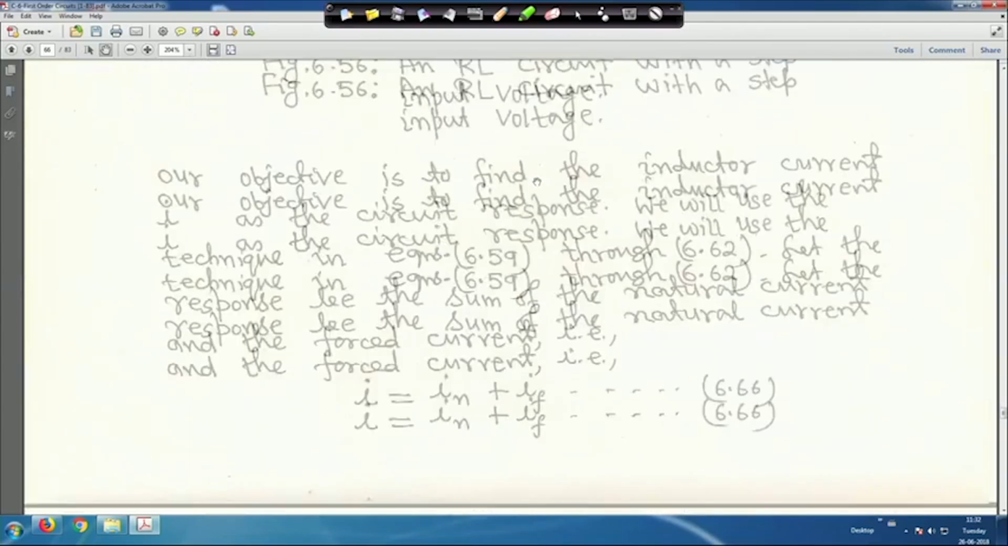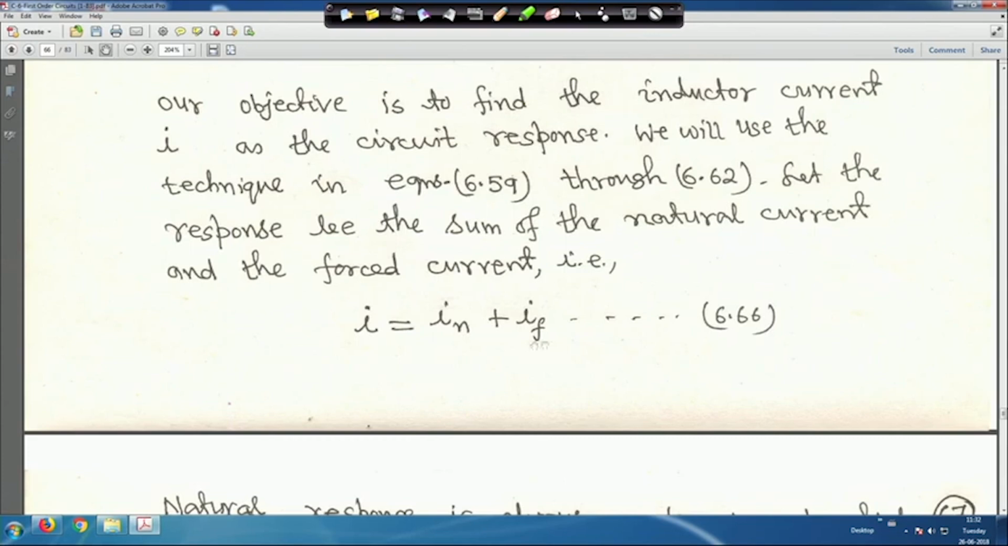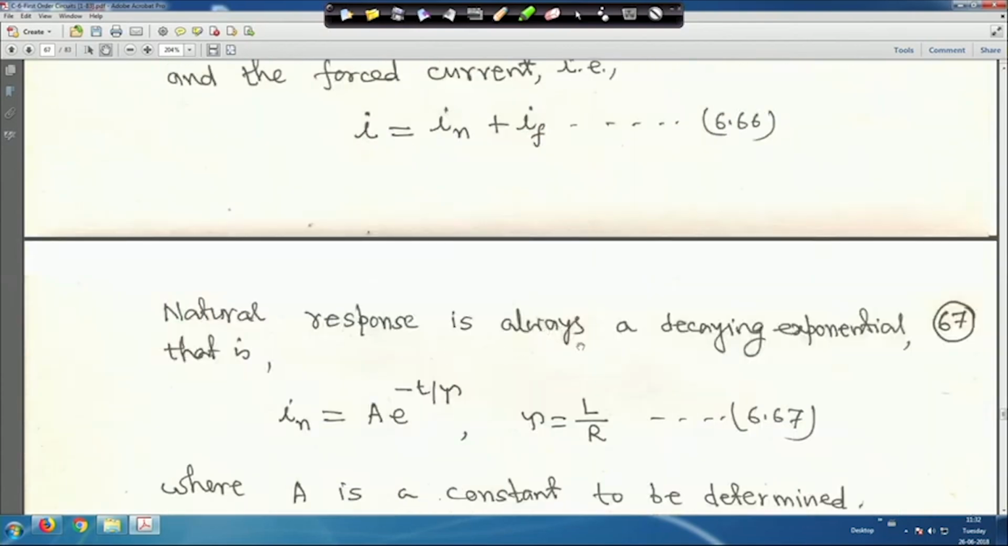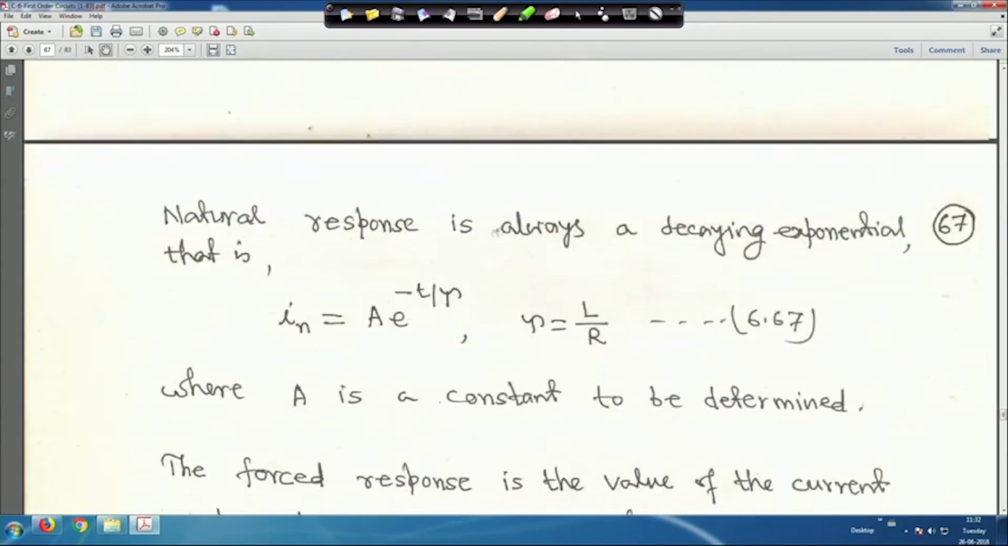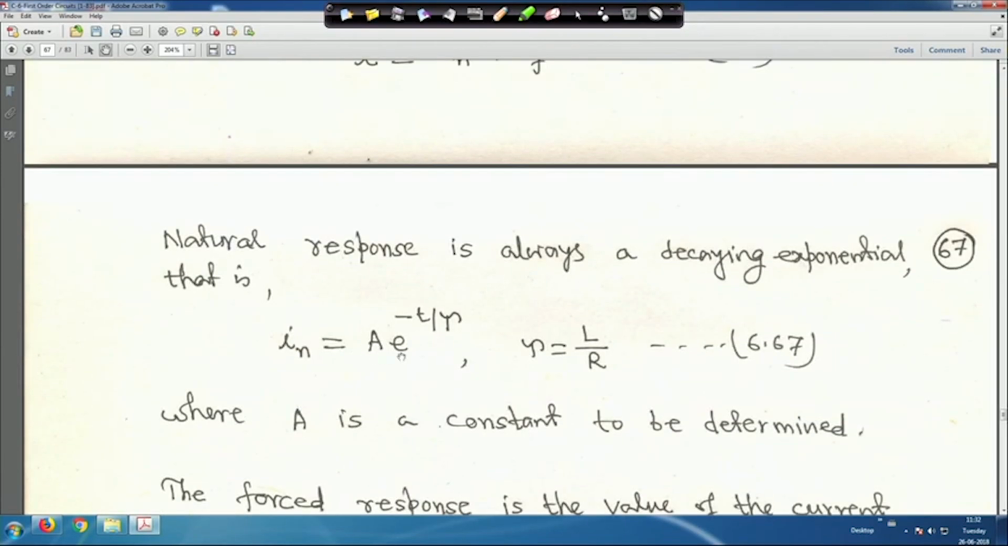So, in this case we will write I is equal to In plus If. In is the natural response of the current and If is the forced response of the current. The natural response is always a decaying exponential, so we can write In is equal to A into e to the power minus t upon tau. It is an RL circuit, so tau is equal to L by R, the time constant.